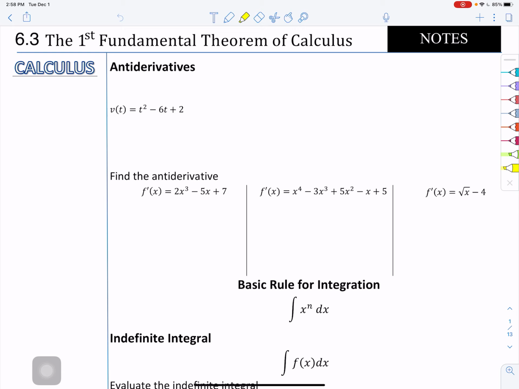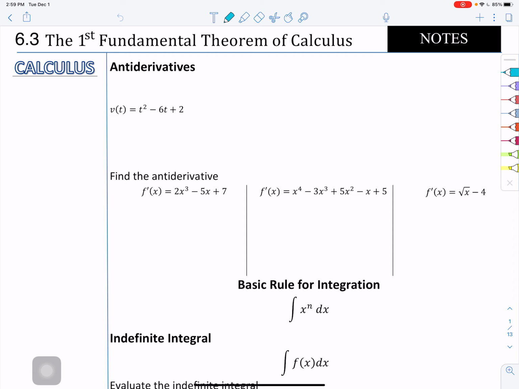This is topic 6.3, the first fundamental theorem of calculus. And in this topic, we're actually going to be working backwards from what we're used to. Instead of taking the derivative, moving forward, we could think of going backwards and finding the antiderivative. So let's take a look.